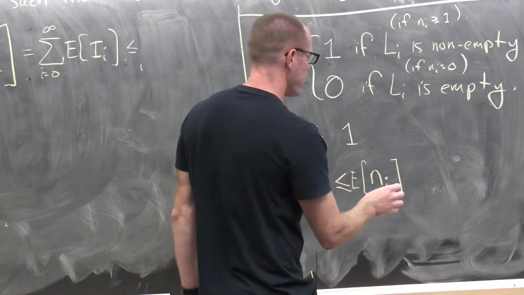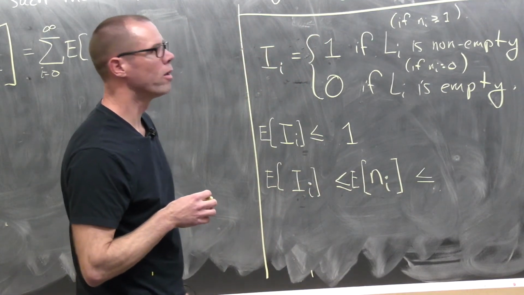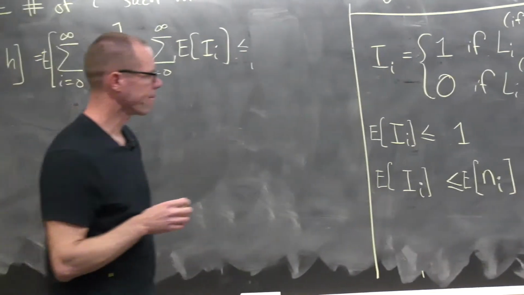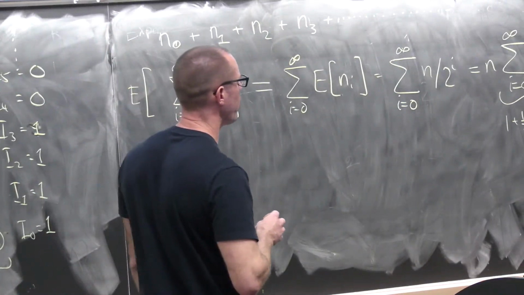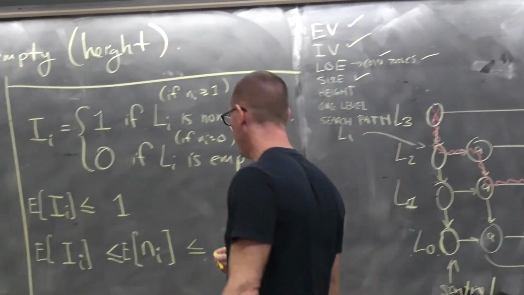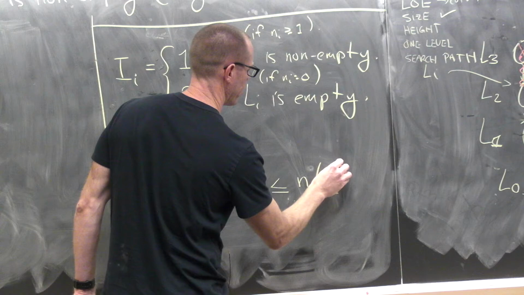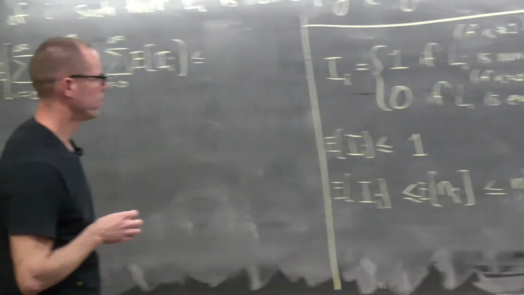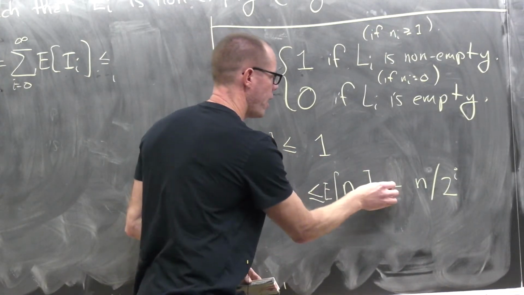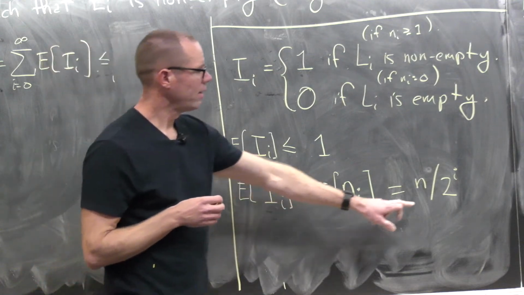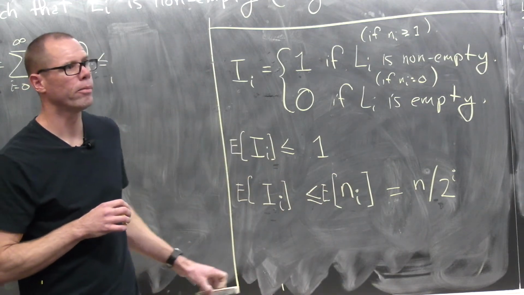And the expected values of n sub i, actually, sometimes they get quite small, smaller than 1. All right? We know what they are. The expected value of n sub i is n over 2 to the i. So the expected value of I sub i is less than or equal to n over 2 to the i. And sometimes that's small, much smaller than 1.